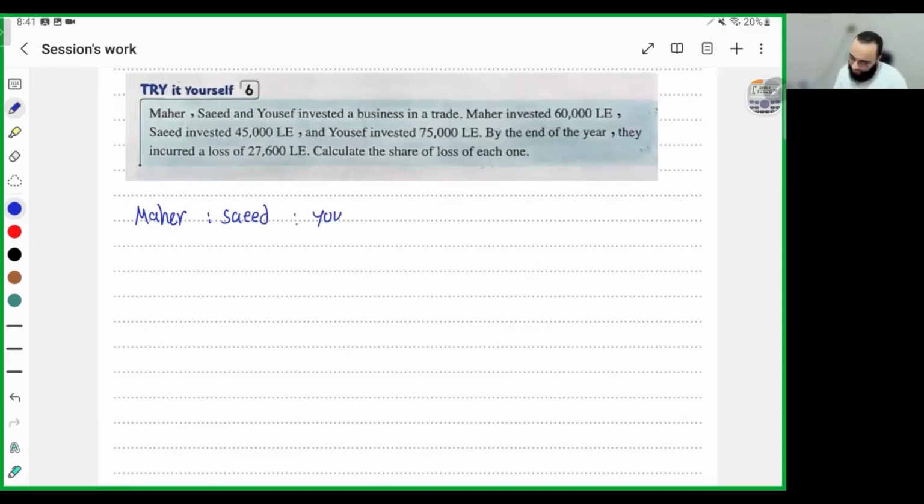Okay. What's the value of Maher? Maher is 60,000. Saeed is 45,000 and Yusuf 75,000. Let it like that. By the end of the year, they incurred a loss. Is this loss for the first or the second or the third, or are the three together? They are three together. So it's a sum question.